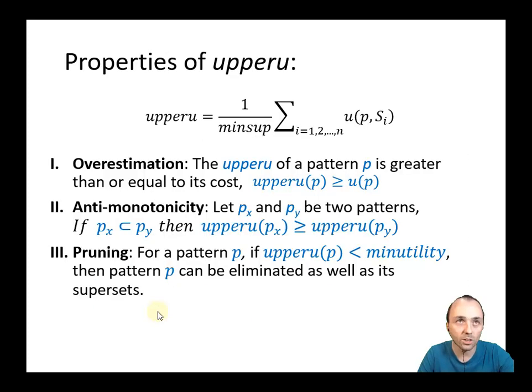So again, we have a pruning property based on this. I will go a little more quickly because it is similar to the other one. If we have a pattern P like AB, and the upper bound of AB is smaller than the minimum utility, we know that AB cannot be a cost-efficient pattern, and all the super patterns of AB, like ABC, ABD, will also not be cost-efficient patterns. So we don't need to look at all of them. We can save a lot of time.